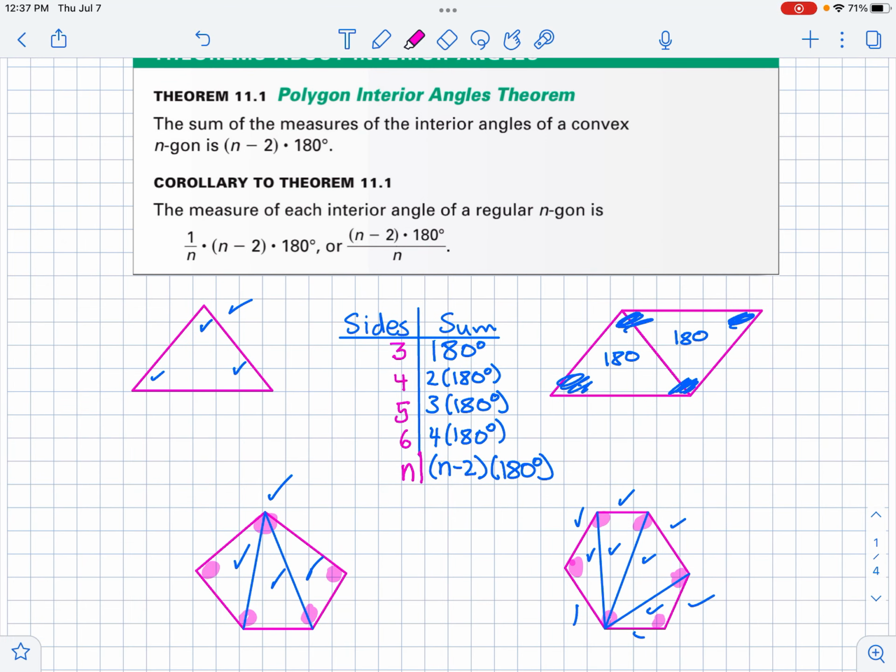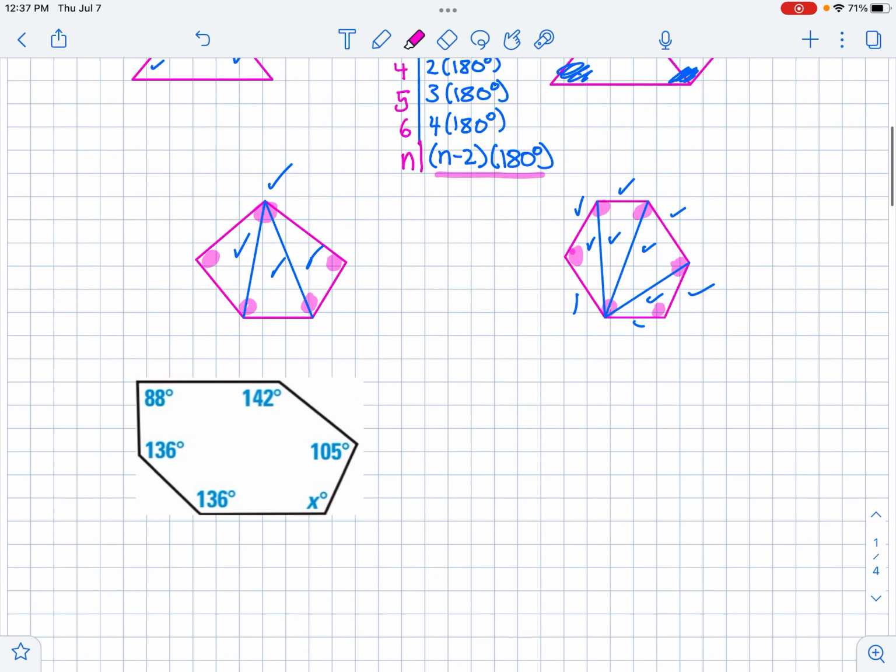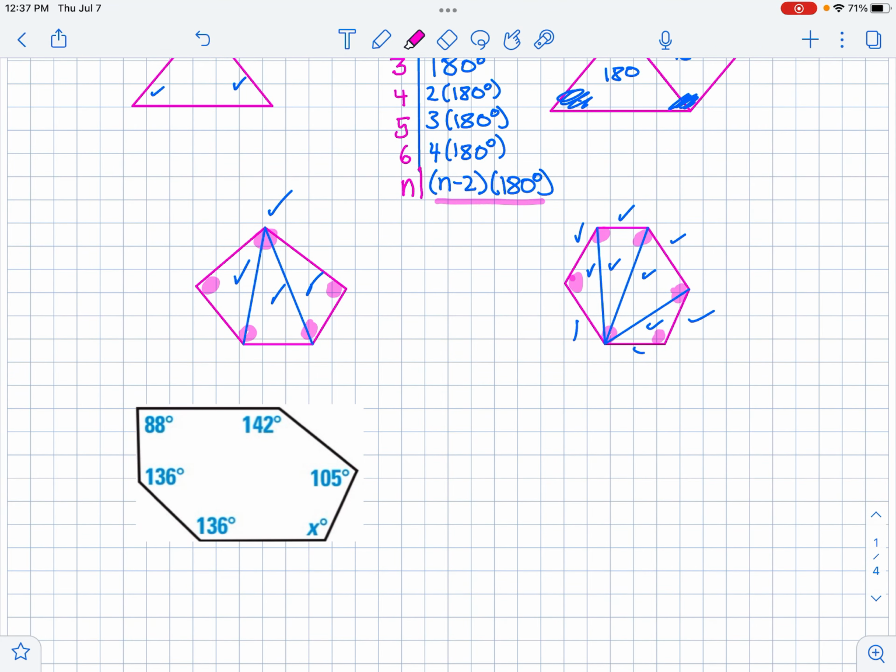Now, notice up here, they went ahead and gave us a theorem. They said the sum of the measures of the interior angles of a convex n-gon is n minus 2 times 180. So remember, we're talking about a convex n-gon, a convex polygon. Okay, so let's see how we might apply that.